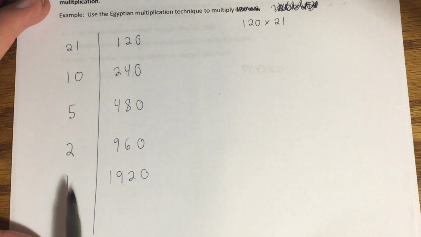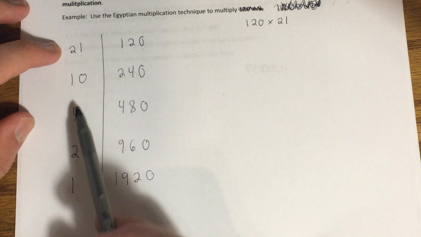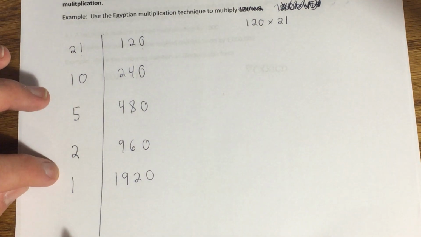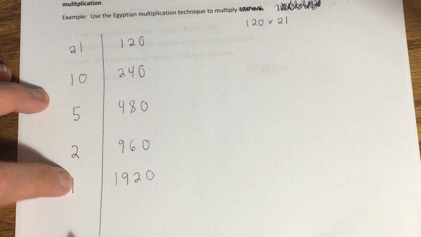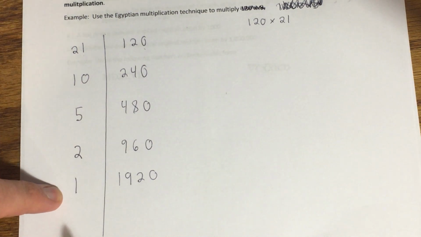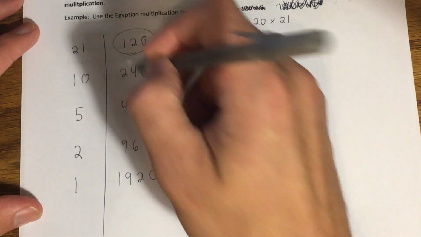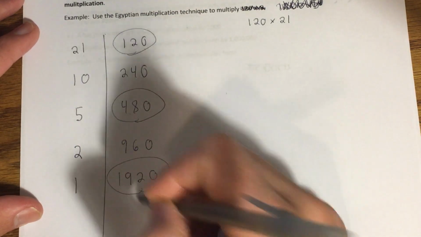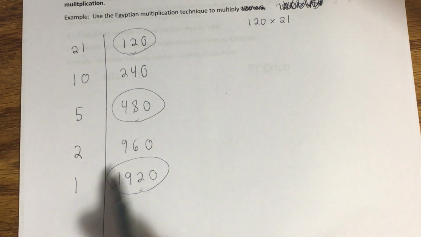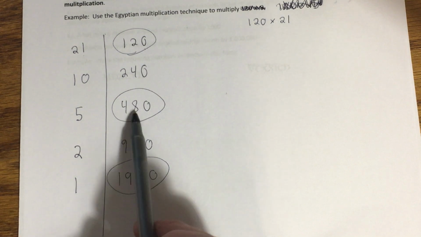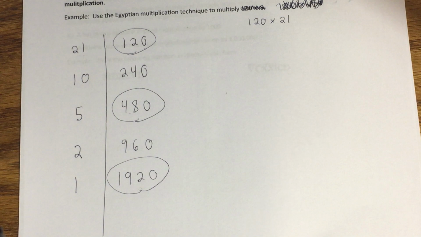Okay? Now, notice things line up here, right? I have kind of rows that I've created. And what I'm going to do is go through my left column and look for only the odd numbers: 21, 5, and 1. Those are the only odd numbers that appear in this column. Next to the odd numbers, I'm going to circle the corresponding numbers in this column. So I'm only using the numbers that are adjacent to odd numbers. I don't use anything adjacent to an even number.